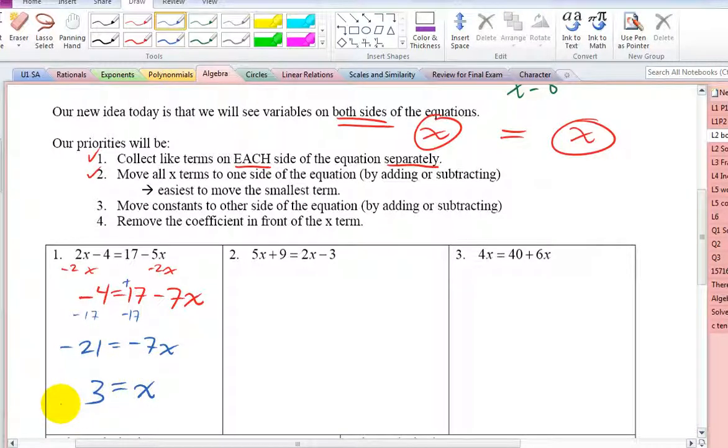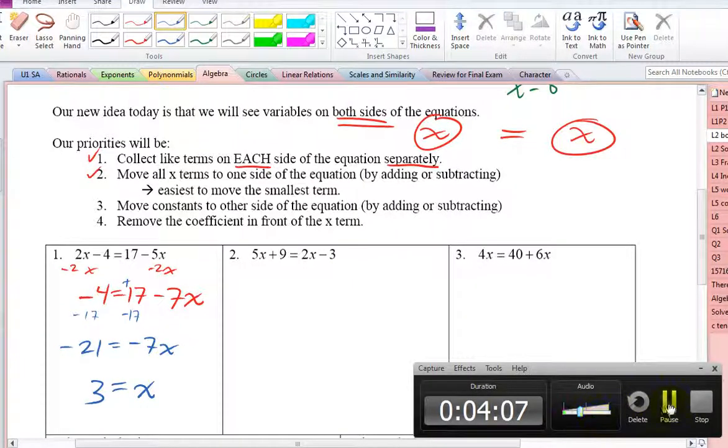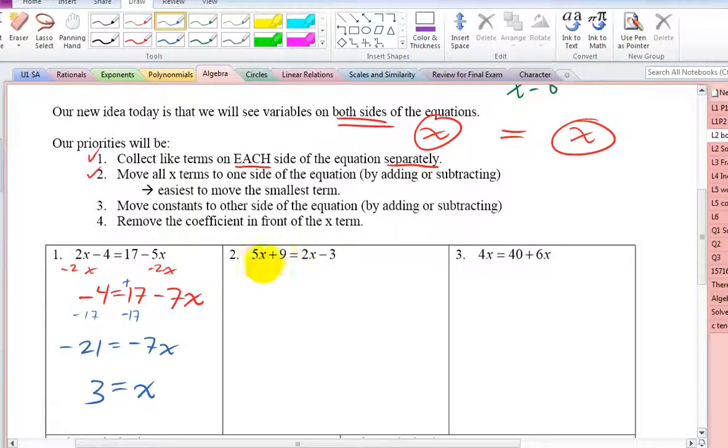Okay. Okay, number 2, try it by yourself. Go. So, going through our steps, move the 2x over. 3x plus 9 equals negative 3. Don't lose that negative sign. Then move the 9 over. 3x equals negative 12. X equals negative 4.